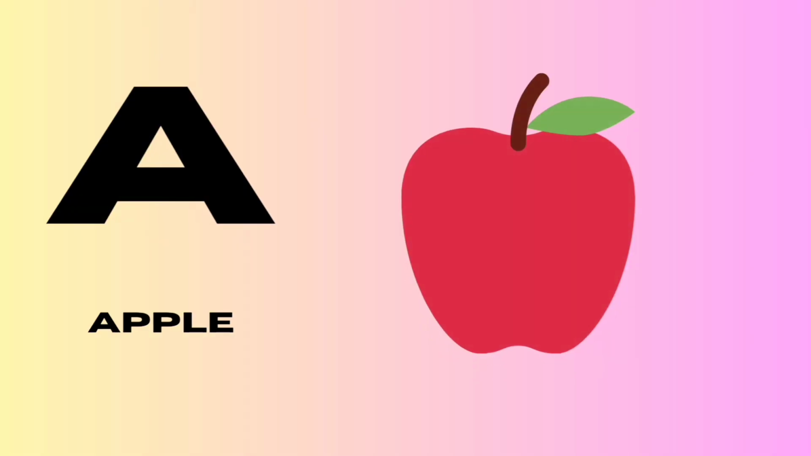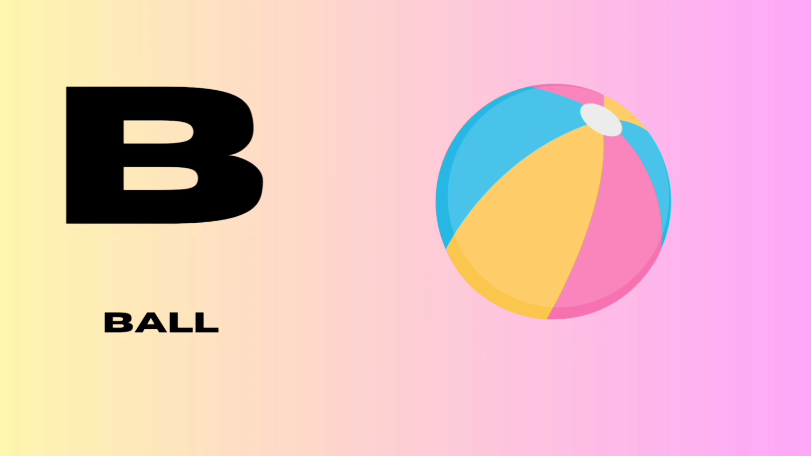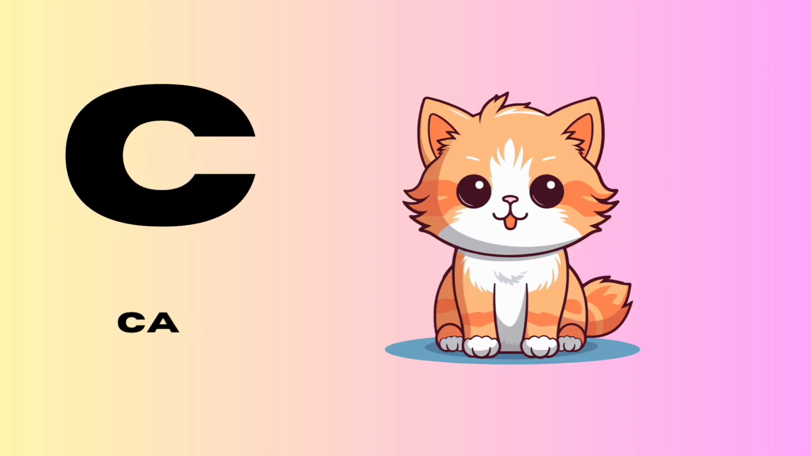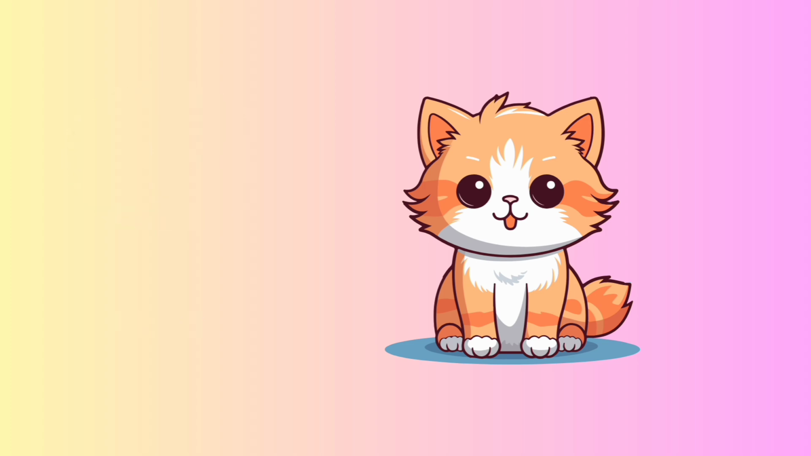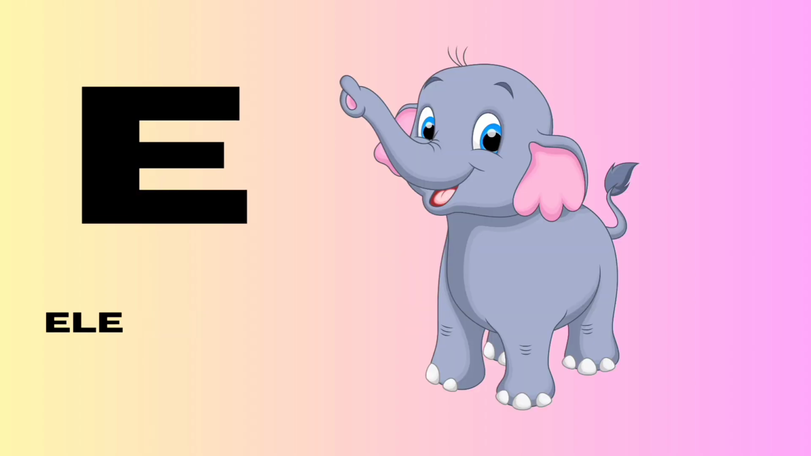A is for apple. B is for ball. C for cat. D is for dog. E for elephant.